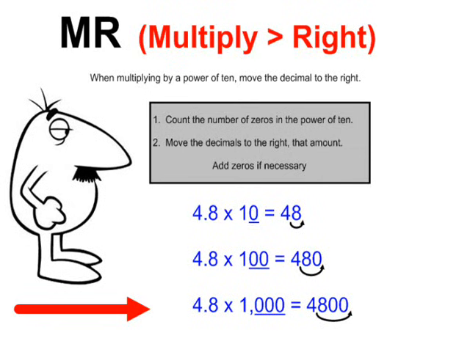So let's take a look at Mr. M. Mr. M stands for multiply to the right. When you're multiplying times a power of 10, you move the decimal to the right, depending upon how many zeros there are in the power of 10. For example, if you were multiplying 4.8 times 10, there's 1 zero, so you would move the decimal one spot to the right. When you're multiplying times 100, because there are 2 zeros, you would move the decimal 2 to the right. If you were multiplying times 1,000, because there are 3 zeros, you would move the decimal 3 to the right.